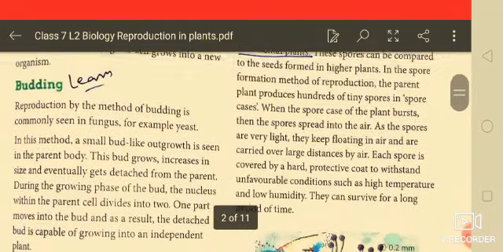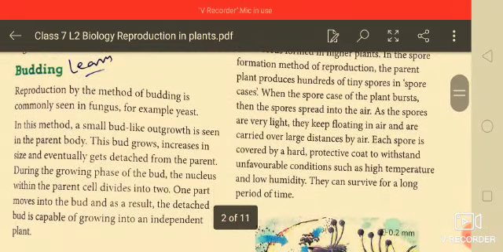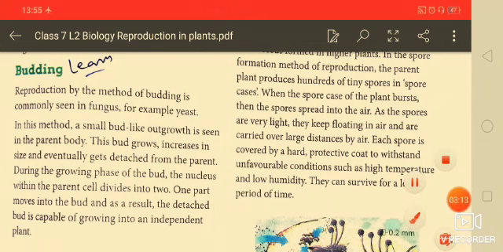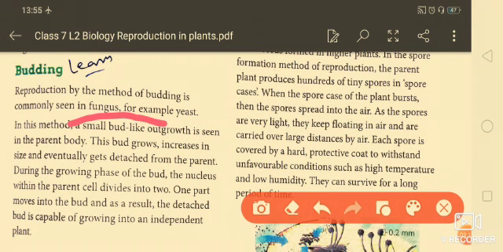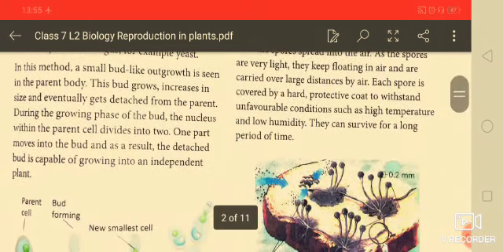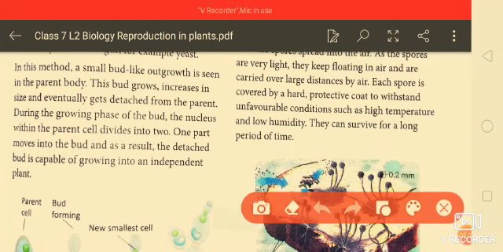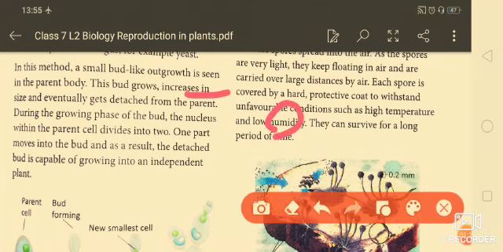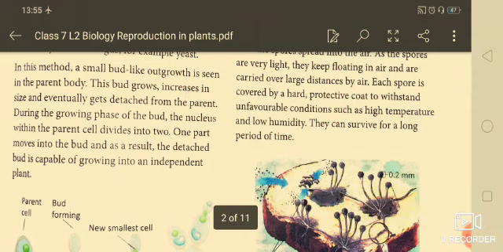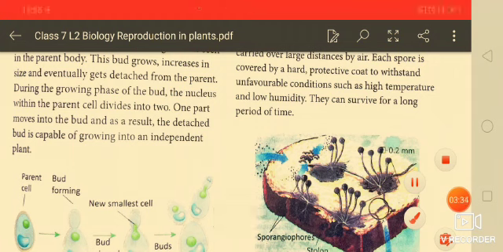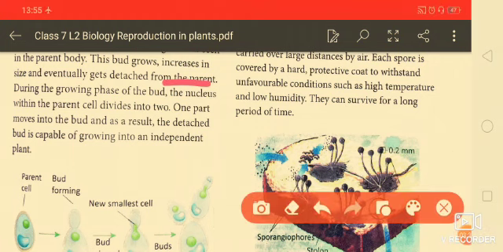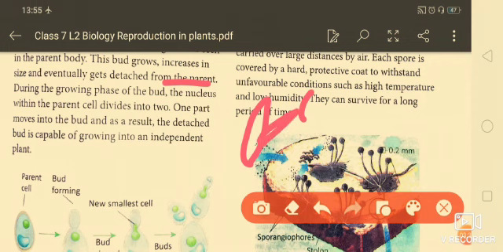Now next one is budding, students. The method of budding is commonly seen in fungi, for example the yeast, you know, and in this method a small bud-like outgrowth is seen. So that small bud grows, it increases and eventually gets detached from the parent and that bud produces the new young one.